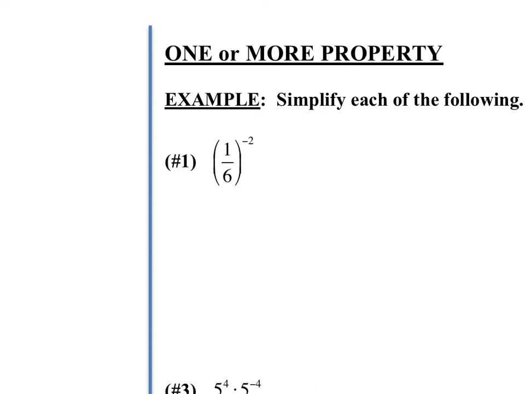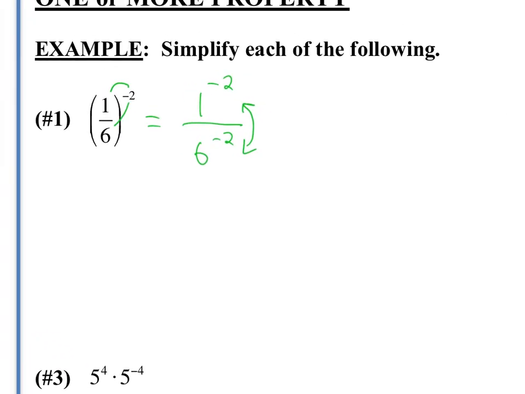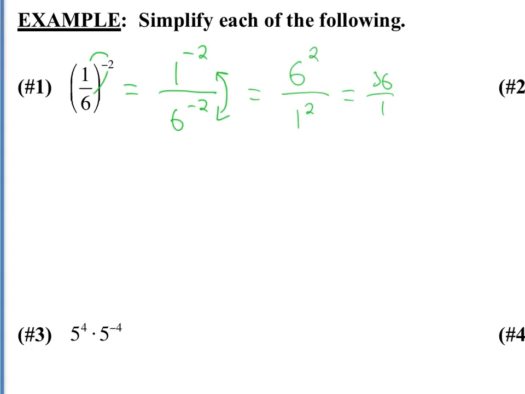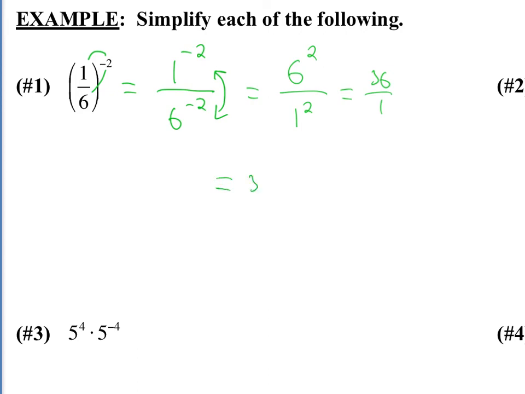We have 1/6, all to the negative second. This is pow-pow here. Do we have any pow-pow happening? We do. The negative 2 is going to apply to the 1 and to the 6. So we're going to have 1 to the negative second over 6 to the negative second. Anything to multiply straight across? No. Any negative exponents? Yes, we have multiple negative exponents here. We're going to move both of them in this case. So this is going to equal 6 to the positive 2 over 1 to the positive 2. And 6 squared is 36 over 1, so that's going to equal just 36.